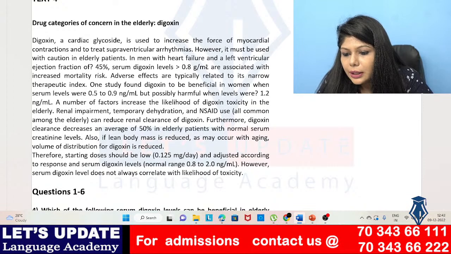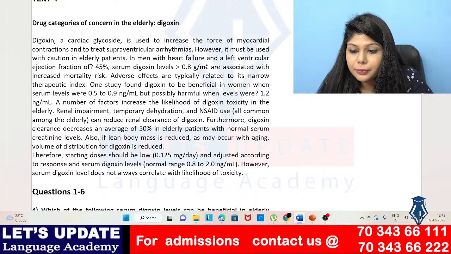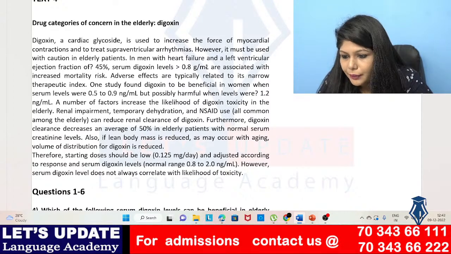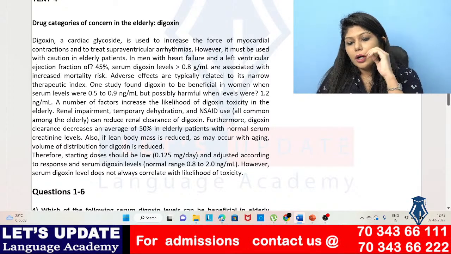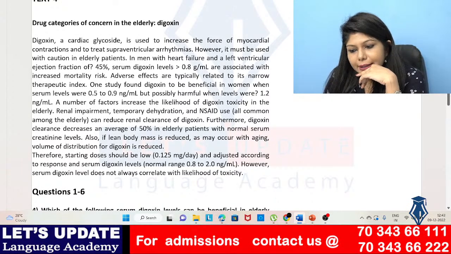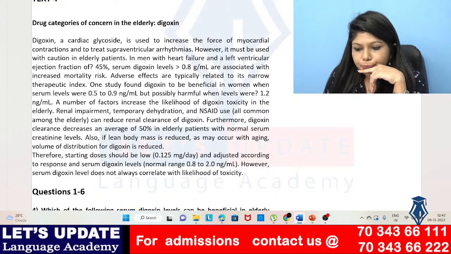One study found digoxin to be beneficial in women when serum levels are 0.5 to 0.9, but possibly harmful when levels were 1.2. A number of factors increase the likelihood of digoxin toxicity in the elderly: renal impairment, temporary dehydration, and NSAID use can reduce renal clearance. Furthermore, the clearance decreases an average of 50% in elderly patients with normal serum. Also, if lean body mass is reduced, as may occur with aging, volume of distribution is also reduced. Therefore, starting dosage should be low at 0.125 mg per day and adjusted according to response and serum levels.